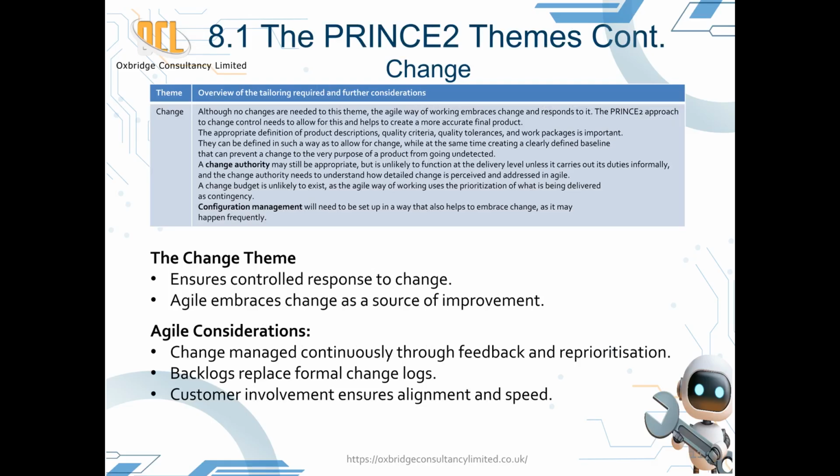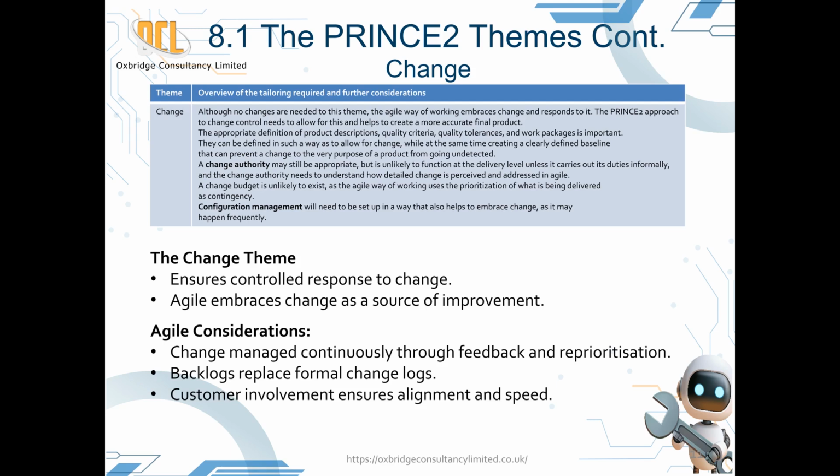Key ideas: in PRINCE2, a change authority manages formal requests. In Agile, changes flow naturally through prioritization. Backlog updates replace paperwork. The business case and tolerances ensure governance remains intact, even as details evolve.